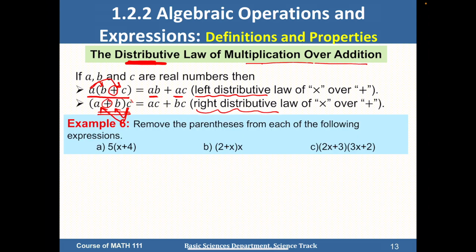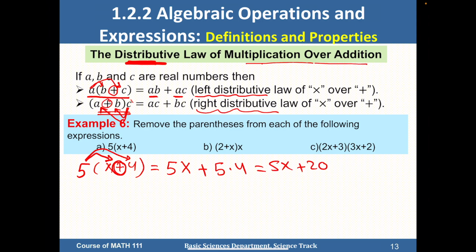Okay, so let's use the distributive law in these examples. I have 5 times (x plus 4). So I will distribute 5 to x, then to 4. This would be 5x, then plus 5 times 4, so this would be 5x plus 20. Okay, now b, (2 plus x) times x, same thing. I will distribute x to both numbers inside the parentheses. So x times x equals x squared. Then I put the operation inside the parentheses, which is plus, then x times 2, which is 2x.